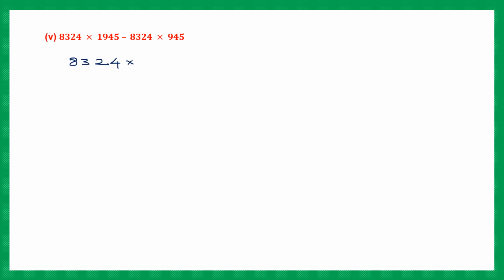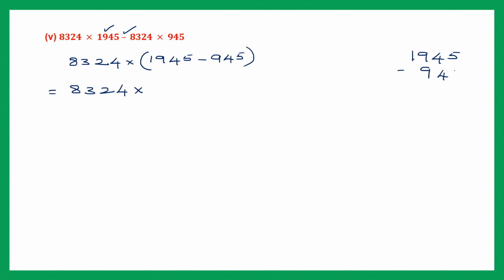8,324 into, now let's take the other two numbers and put them within brackets, that is 1,945 and the operation is subtraction. The other number is 945. So this will be 8,324 into, now let's subtract these two numbers, 1,945 minus 945. 0, 0, 0 and 1. So that is 1,000.